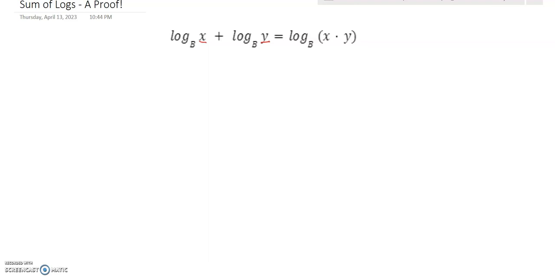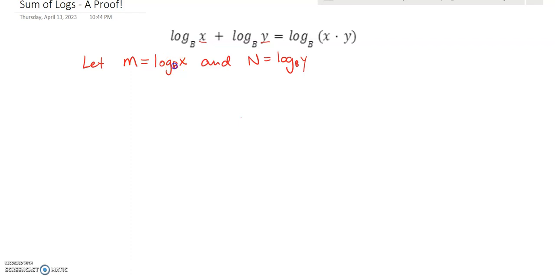All right, so what we want to do is actually prove that this works. So our proof is going to start by letting m equal log base b of x, and we're going to define n as log base b of y. So at this point, we're going to flip the form here. These are written in logarithmic form. We're going to rewrite them in exponential form.